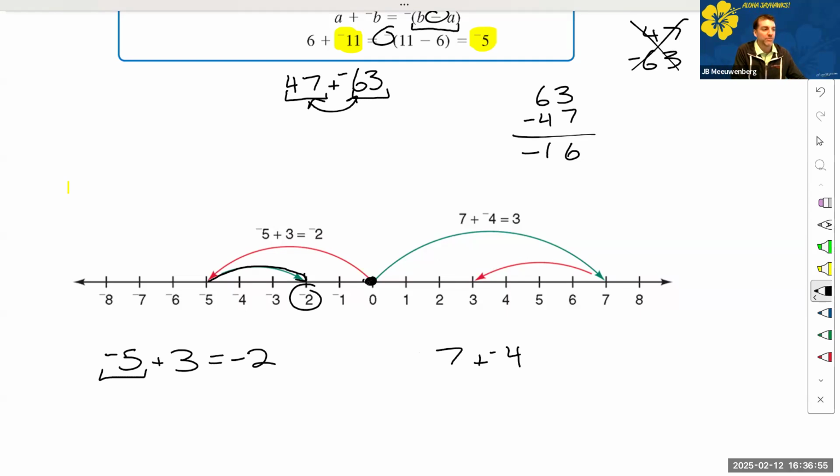So again, we start at 0, we're going to 7. And then when we add -4, that means we have to go backwards 4, because it's like adding on a debt, and we end up at +3. So this is also a useful tool when we're trying to envision adding with negative numbers.